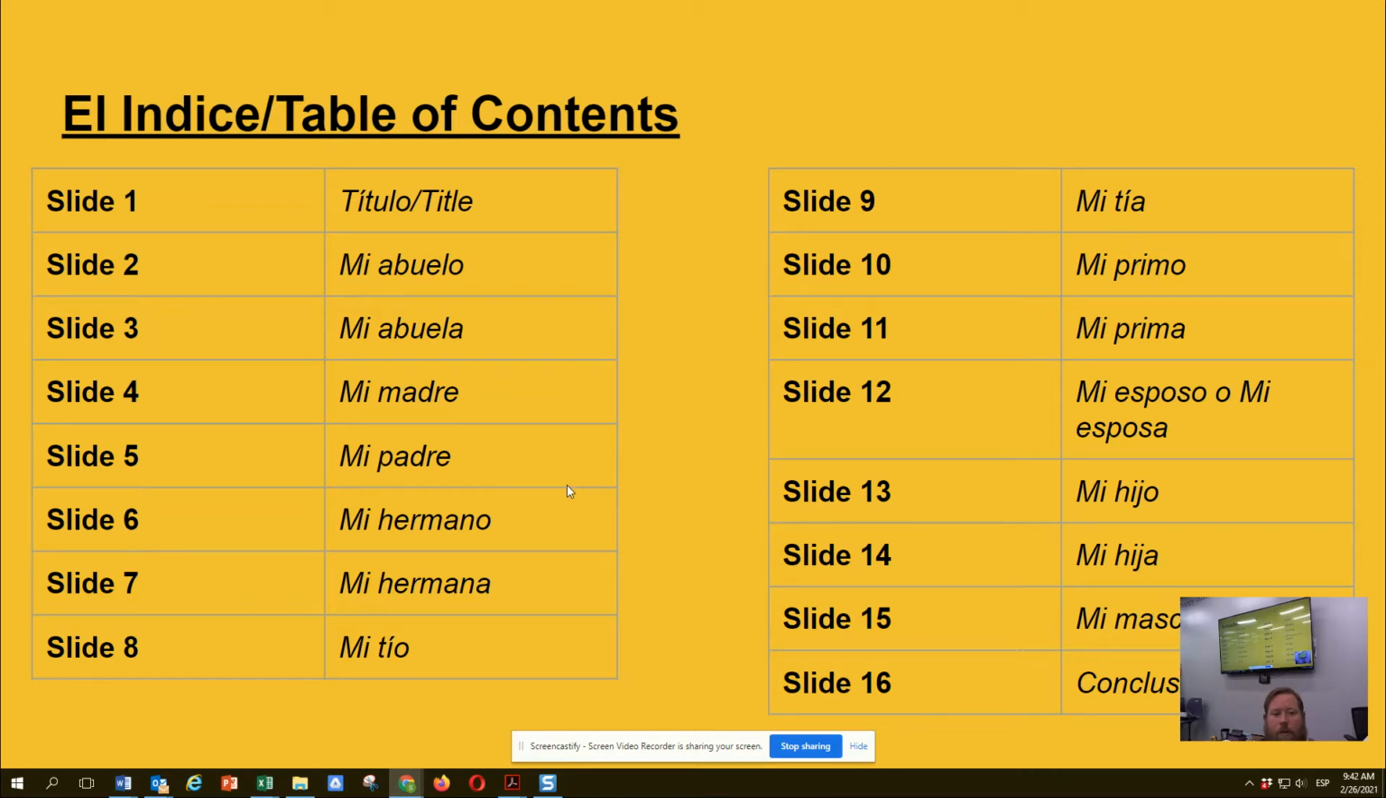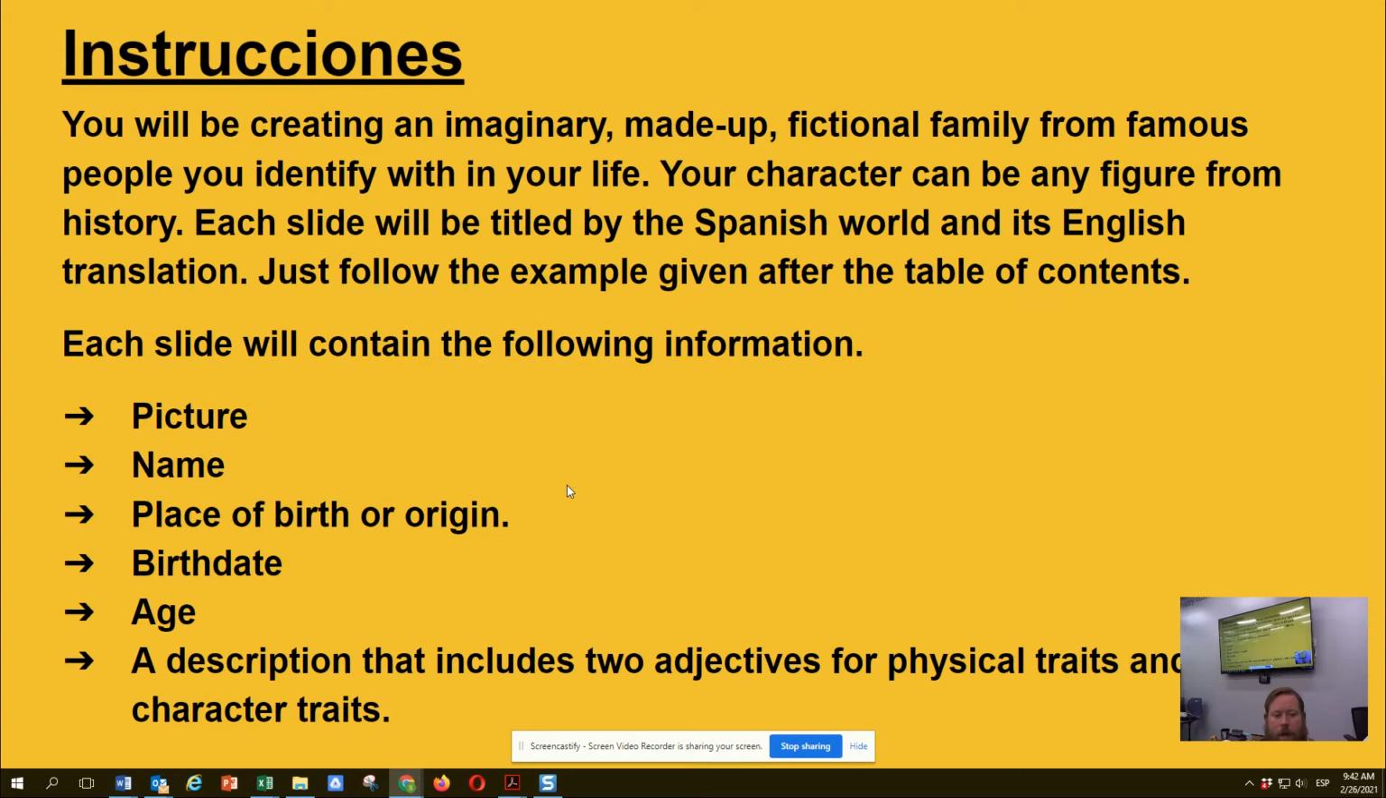But if you look here above, I want to show you a couple things. Number one, each slide, like I said, this is an imaginary family. You're going to have the entire family played out, but on each slide, you'll need a picture. You'll need their name, their place of birth or origin, their birth date, their age. If they're already dead, you could just put the age at which they passed away. And then you need two descriptions, a description that includes two adjectives for their physical traits. So they might be tall, skinny, chubby, active, so on and so forth, versus their character traits, which would be intelligent, elegant, those kind of things.